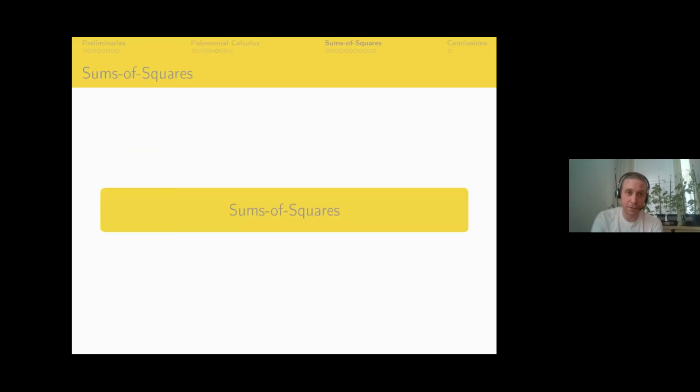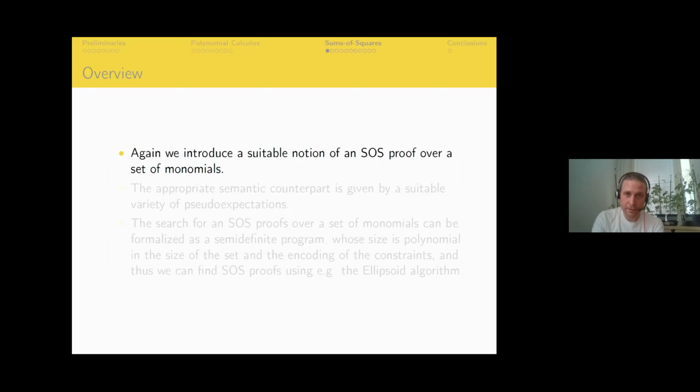Okay, so for sums of squares we have just the same basic idea. Introduce a suitable notion of SOS proofs that we can use to prove our theorem. Again, a notion of an SOS proof over a set of monomials, and given an appropriate semantic counterpart for such a class of proofs.